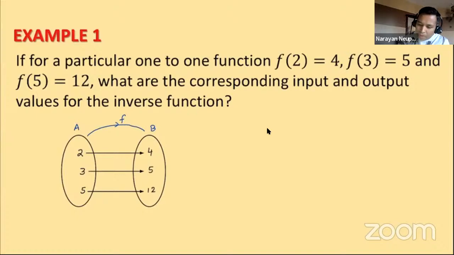So we are now talking about the inverse function, that is, the function from set B to set A. If it is a one-to-one function, there exists a function from set B to set A, and that's called the inverse function, denoted f inverse. So here we want the input and the output of the inverse function. For the regular function f, these are the input values, these are the output values.